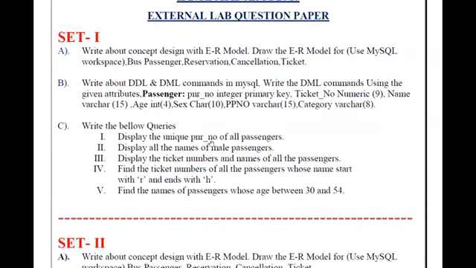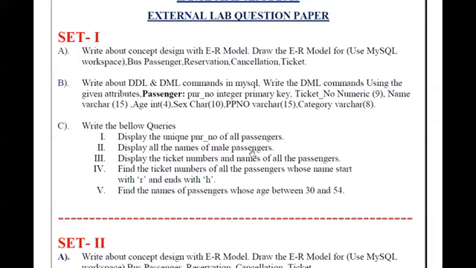Now the third question is different. Write the below queries. For example, display the unique PNR number of all passengers. You will get 5 queries, 5 into 2 marks: for written, 10 marks, and for execution, 10 marks. Next, display all the names of male passengers. In these cases you have to write the queries. For example, to display the unique PNR number of all passengers: select PNR number from passengers. That is a query.